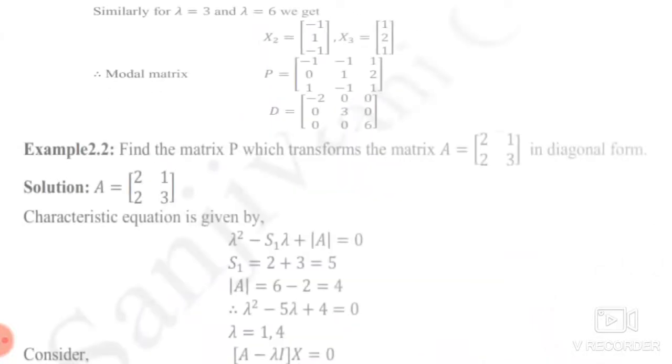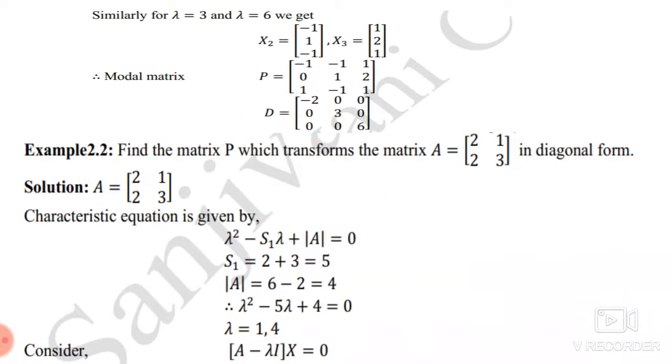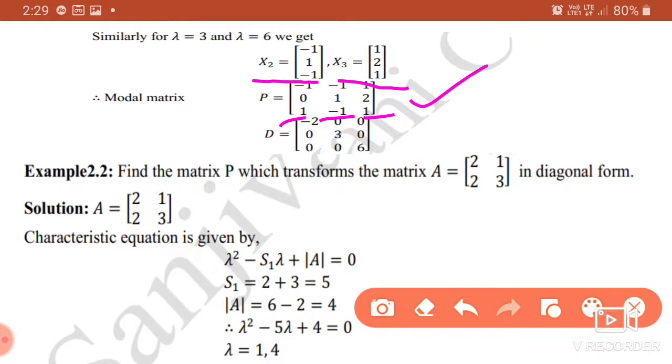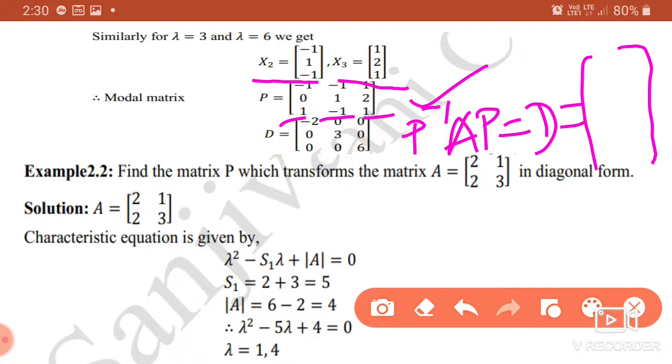For the second eigenvalue lambda equal to 3, we do the same thing and get another eigenvector, x2 equal to (minus 1, 1, minus 1), and x3 equal to (1, 1, 1). So for different eigenvalues we always get independent eigenvectors. So this is our model matrix, and then finally the diagonal matrix is P inverse A P, which is equal to D, and we can write this D directly. So only here you have to write P inverse also.